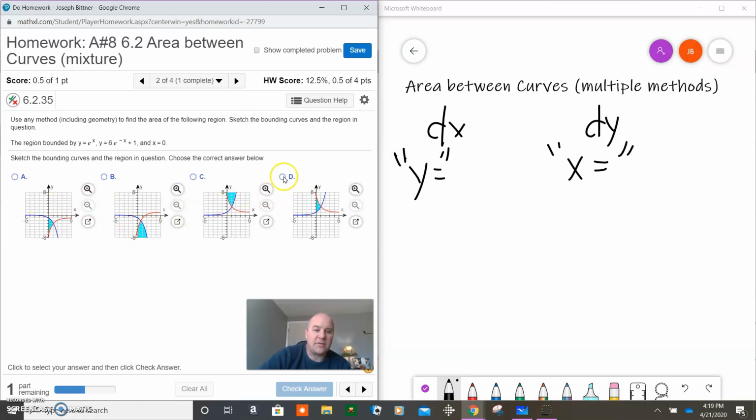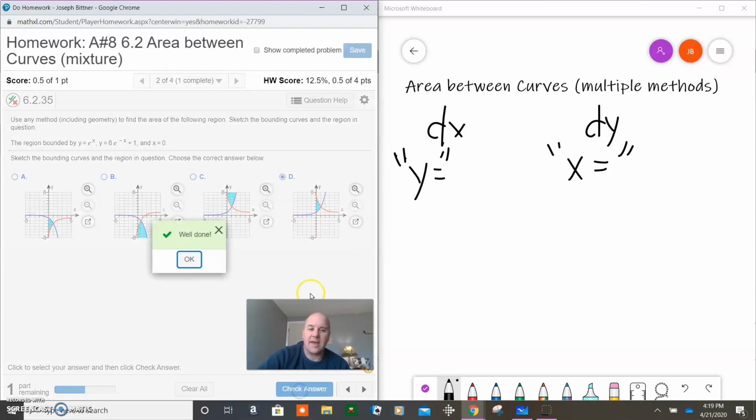And by the way, if you did not see the answer there, it is this one here. It is going up and it's cut off at the y-axis.